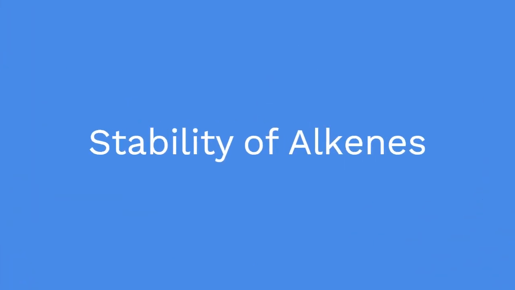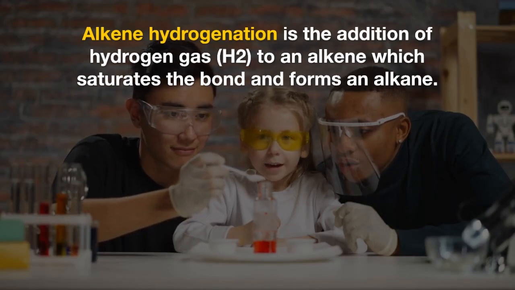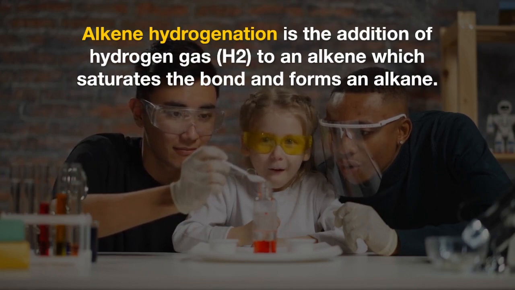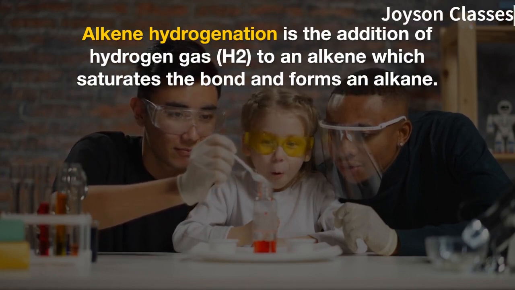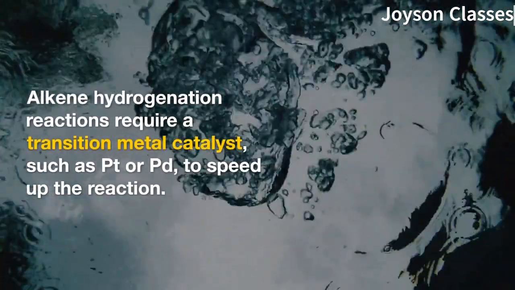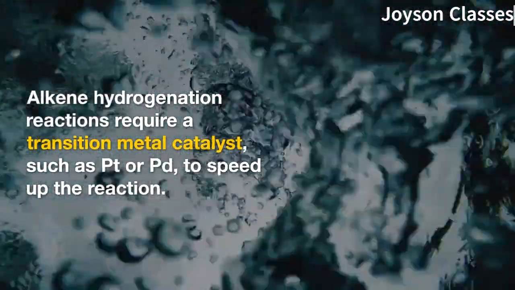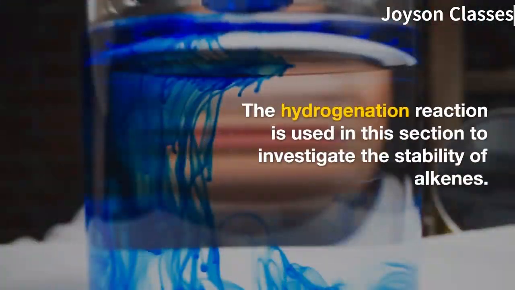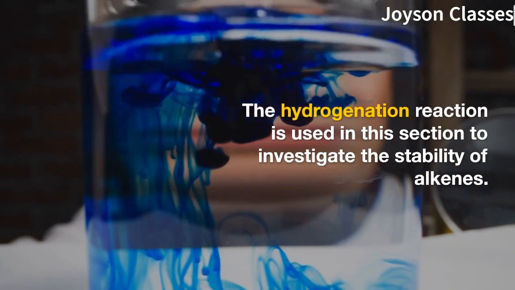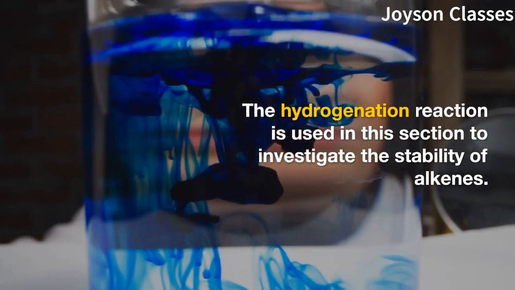Stability of alkenes. Hydrogenation. Alkene hydrogenation is the addition of hydrogen gas, H2, to an alkene, which saturates the bond and forms an alkane. Alkene hydrogenation reactions require a transition metal catalyst, such as Pt or Pd, to speed up the reaction. The hydrogenation reaction is used in this section to investigate the stability of alkenes.